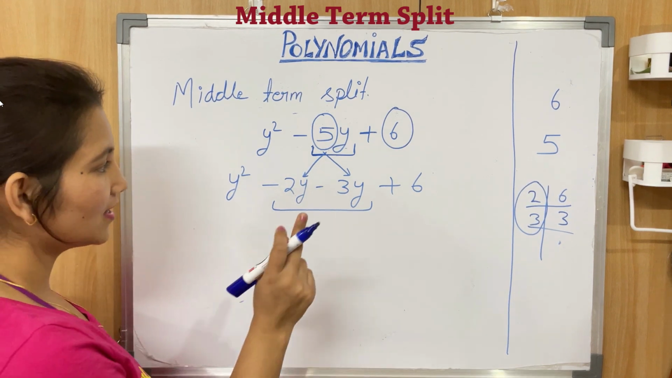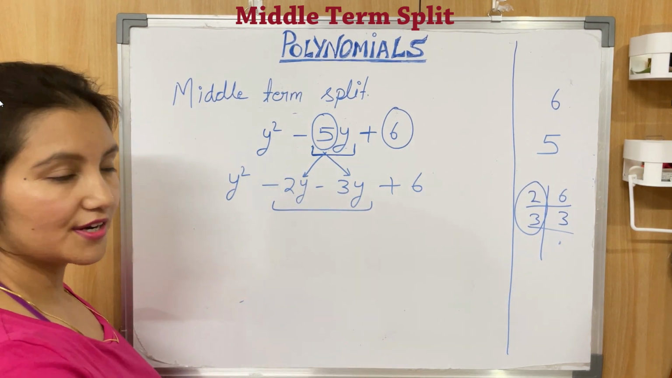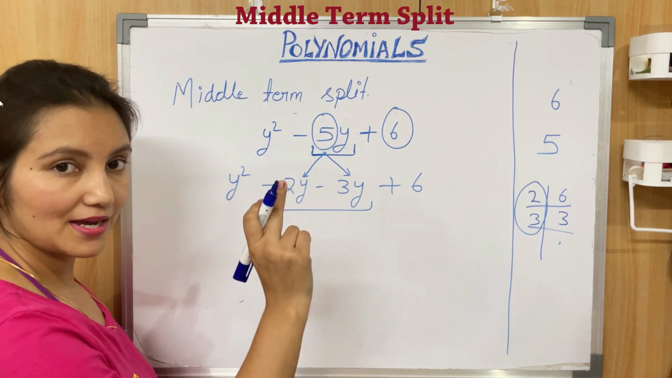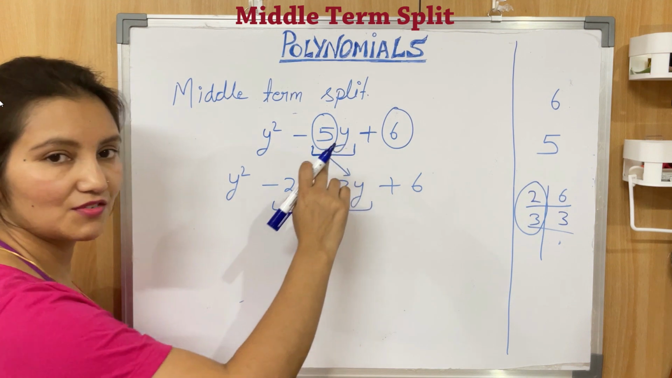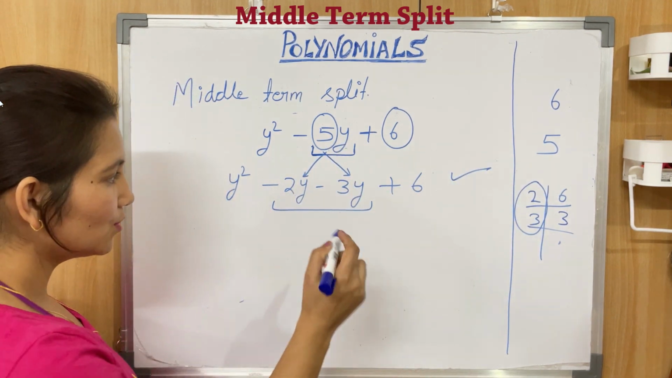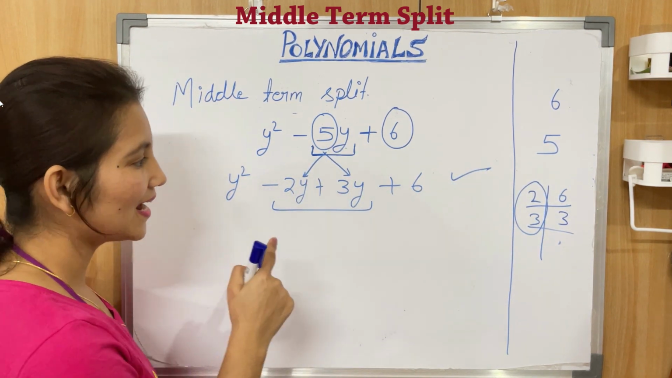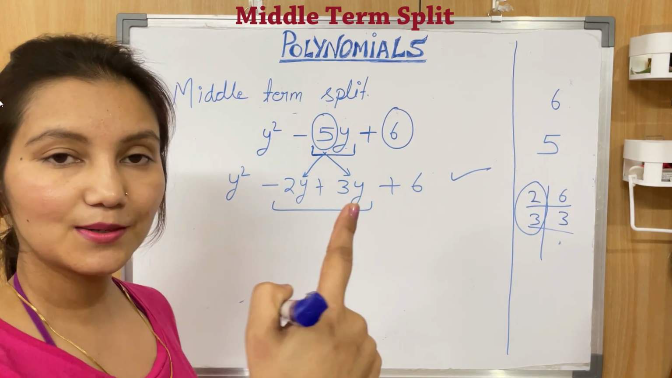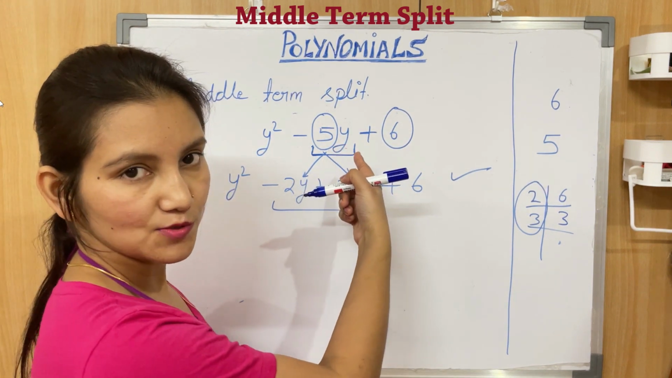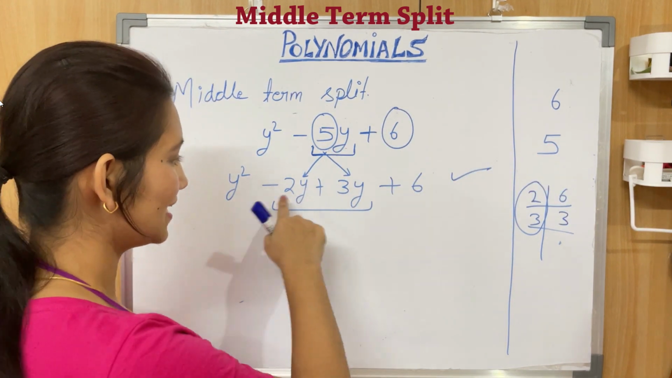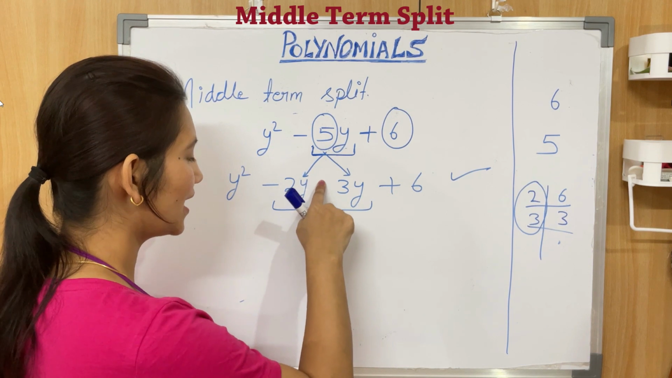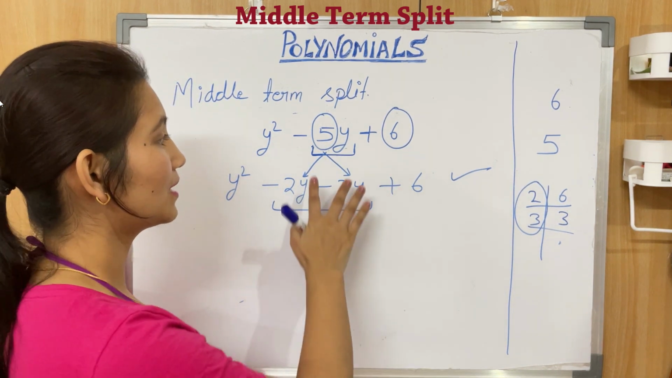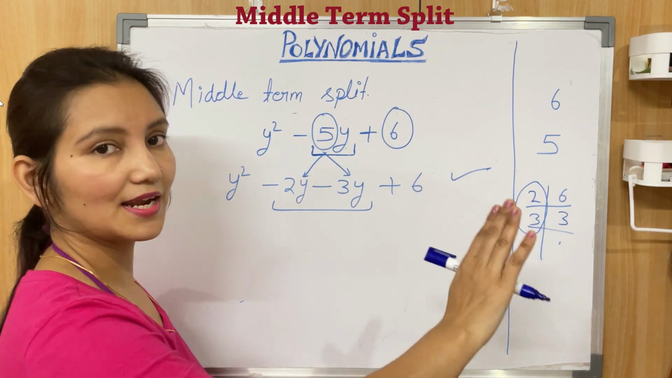Now just ensure that you haven't distorted the equation. Minus 2y minus 3y gives you minus 5y. It's correct. If you use a plus sign here, it would be wrong, because minus 2y plus 3y will make it y, not 5y. So always be careful with the signs. It should be minus 2y and minus 3y, because minus 2y and minus 3y gives you minus 5y. So that is correct.